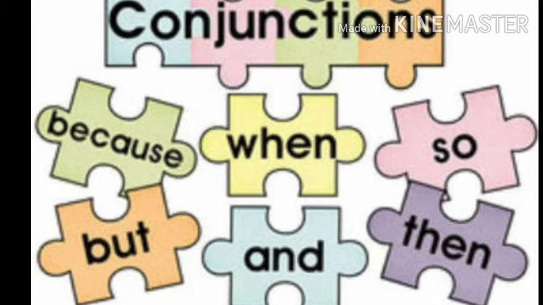Now, as you can see on the screens, I have the words in a puzzle form, and the words are because, but, when, and, so, then. My dear children, these words which you can see on the screen are known as conjunctions. What are they called? They are called conjunctions, right? We have already studied this. Conjunctions are known as connector words. Why are they used? They are used to connect the words in the English language.